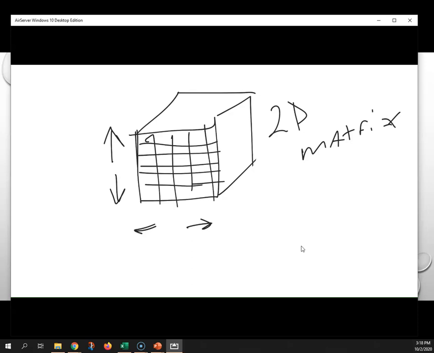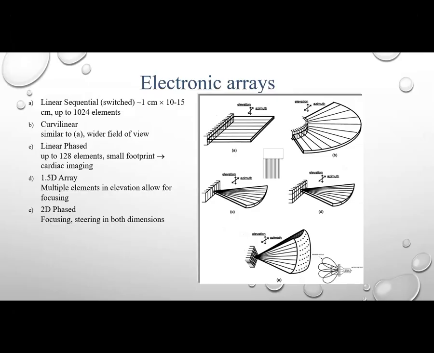So anyhow, these two-dimensional probes are capable of doing both elevation and lateral focusing equally. And they're also used for volume imaging, and we'll talk about that in just a little bit. Alright, so let's move back to our imaging.